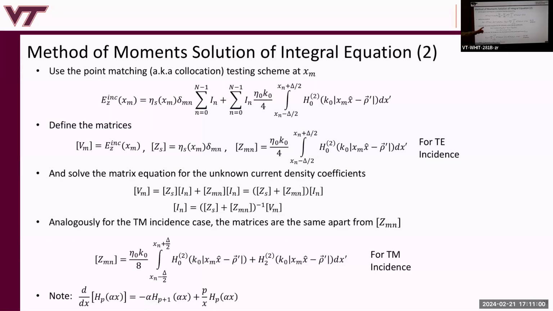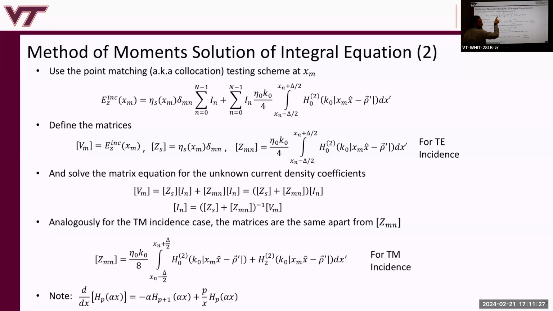Point matching, aka co-location, you know what that is now. We test at XM, so we evaluate the incident field at XM. In other words, we integrate the left-hand side against a delta function of X minus XM, which means just evaluate the integrand at XM, right? Same thing with the right-hand side, but now we evaluate this at XM, and we only integrate over the subdomain pulse expansion function.